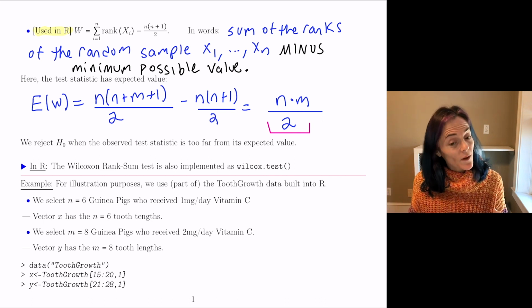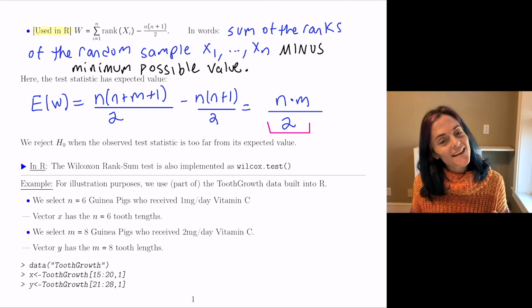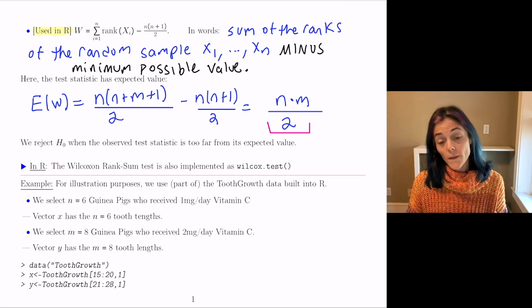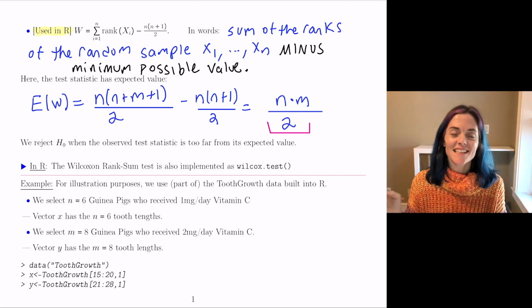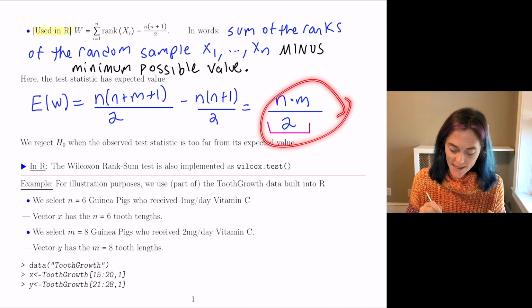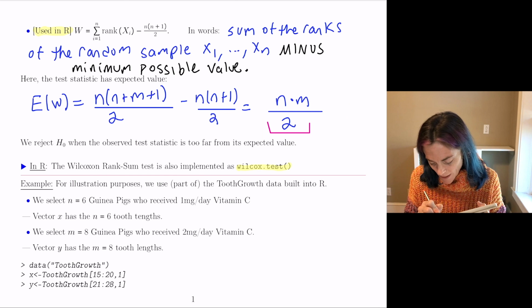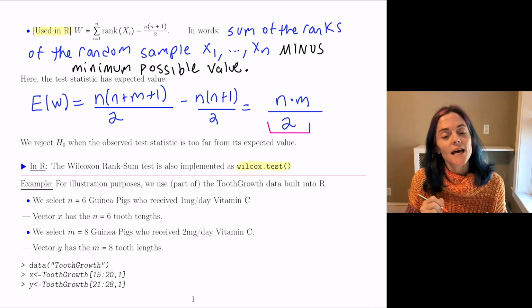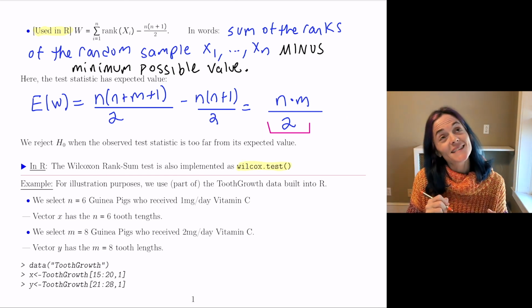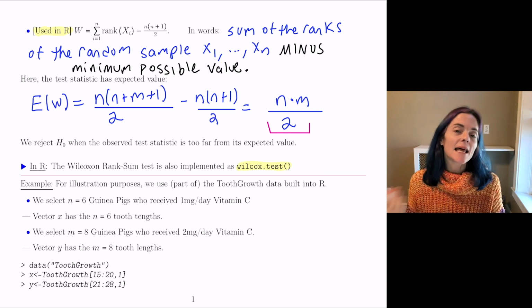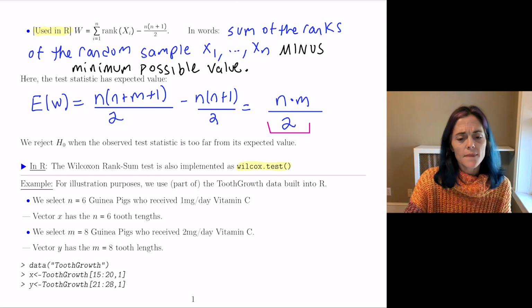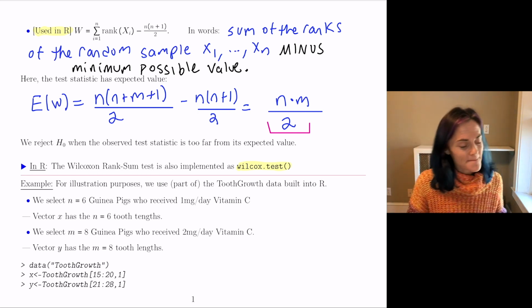Just like with the Wilcoxon Signed-Rank Test, we reject H0 when the observed test statistic is too far away from this expected value. In R, we can also use wilcox.test for the Wilcoxon Rank-Sum Test. Now, I'd like to do an example just to illustrate the concepts on the last 2 pages. So at this point, let's switch to R.